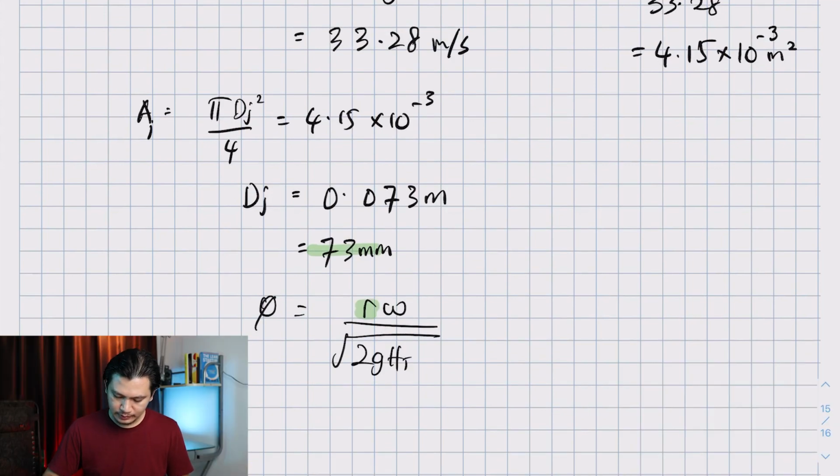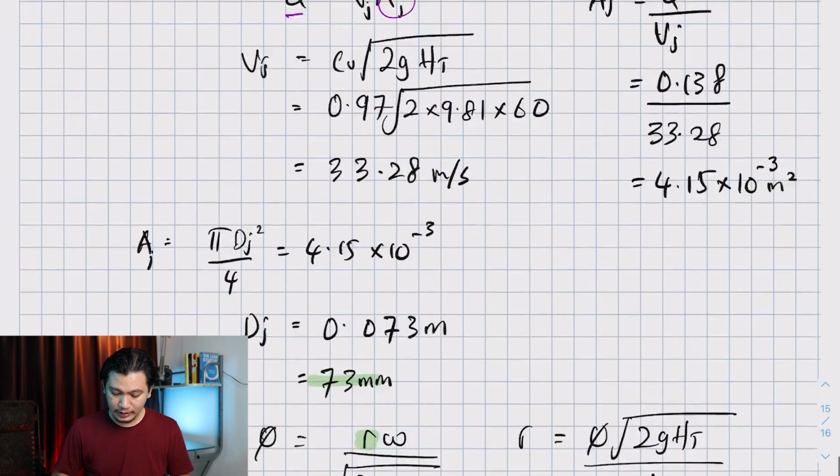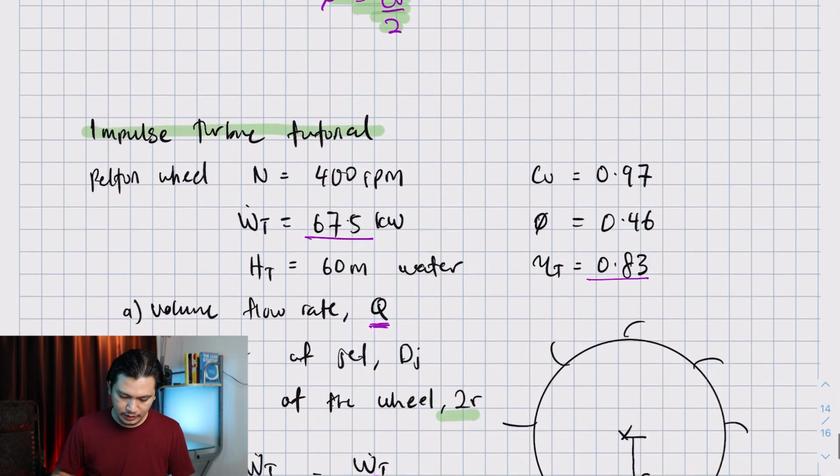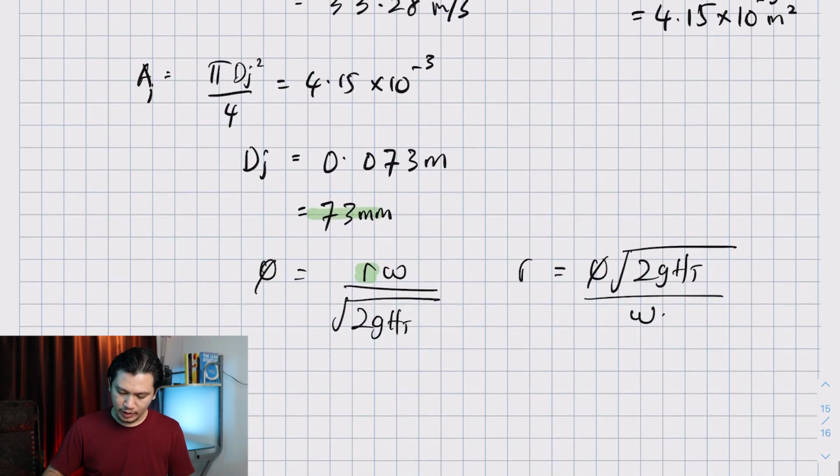So r is equal to phi times square root of 2g ht divided by omega. Okay, and omega is the rotational speed. This is in radian per second. What we have here in the parameters that were given to us is in RPM. So first you need to convert RPM to radian per second. And how do you convert it? It's quite simple. So omega is equal to 2 pi n divided by 60.